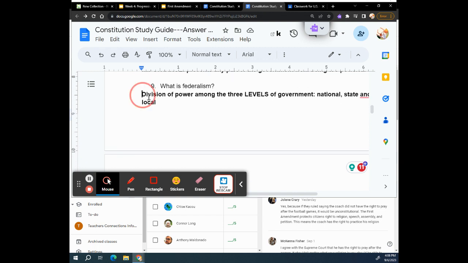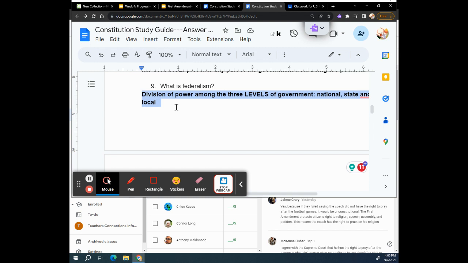Federalism, okay, a lot of you guys get this mixed up. Federalism is the division of power among the three levels of our government. Okay, so separation of powers is the three branches. Federalism is the three levels. So you have the national government, let me get in the frame here, the national government, the state government, and then the local government.